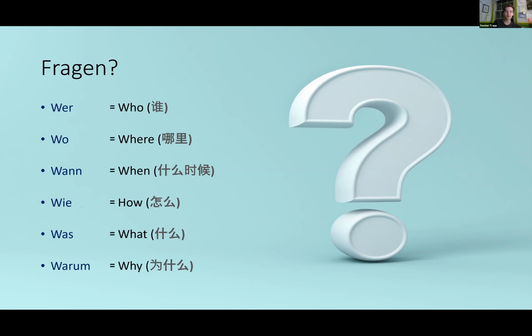So now we know these most important words that are basically in any language the most important words. So know them in German, so you can ask every kind of question you could want. Wer, wo, wann, wie, was, and warum.